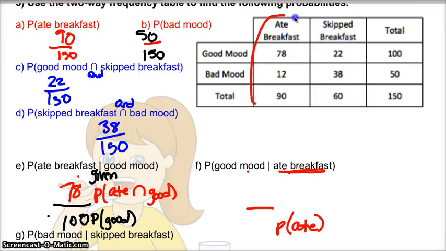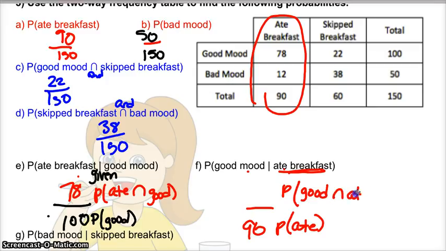If all I was to do was to look at only the 90 people who ate breakfast, how many of those 90 people were in a good mood and ate breakfast? Well, of those 90, the good mood who ate breakfast was that number right there that I just covered up, 78, which is the same one we had over here, because we found where good mood and ate breakfast. The difference was what you were limiting it to.